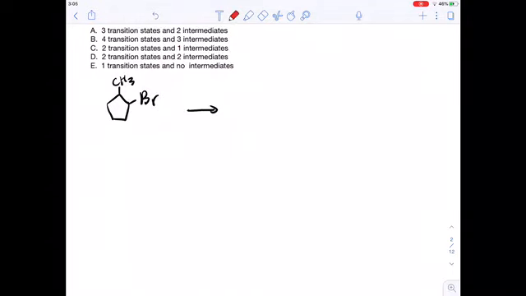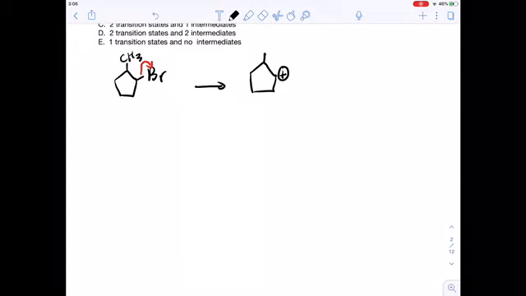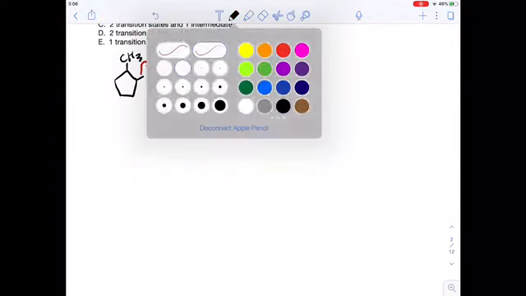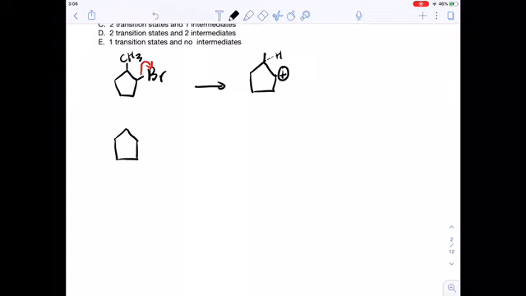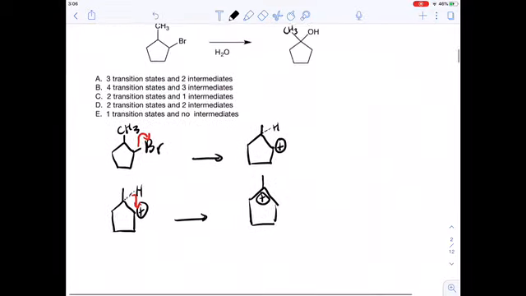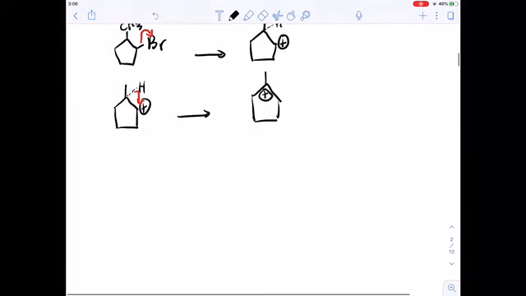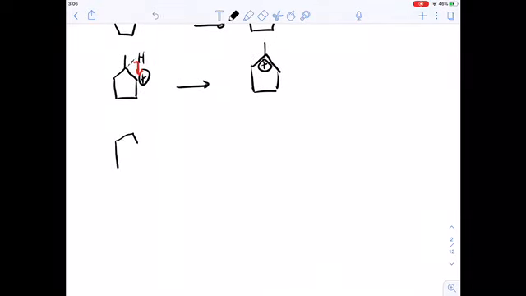The first step is going to be Br popping off, leaving a carbocation behind. Because a more stable carbocation can be formed in this situation, there's going to be a hydride shift. So this H is going to shift. I'll do that in the next step though. Okay, hydride shift, and that will give you your more stable carbocation intermediate.